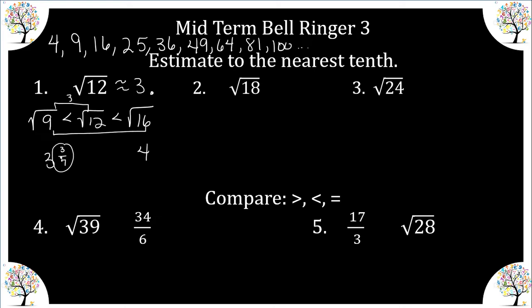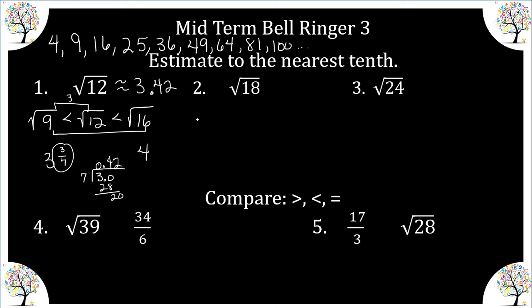So it's 3 divided by 7. So the top goes in the box. So we're going to say 7 divided into 3. 7 goes into 30 about 4 times. 7 goes into 20 about 2 times. So I'm going to stop at 0.42. So 3.42 is about the square root of 12. It's just an estimate. It's not exact.